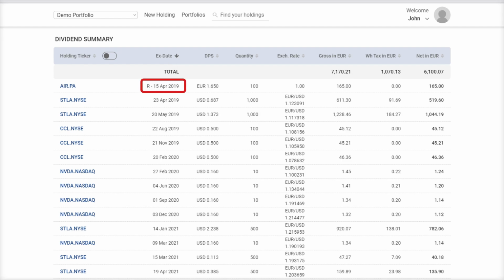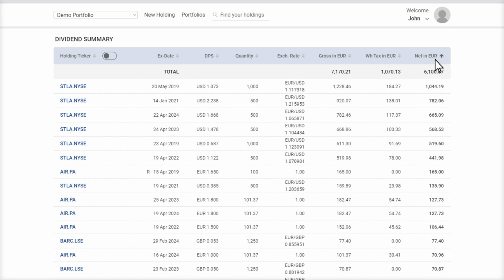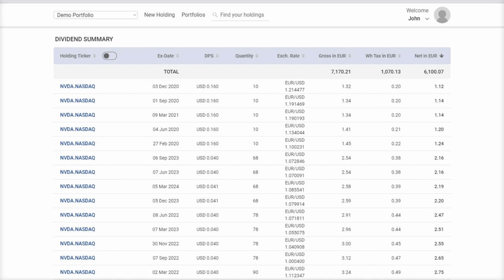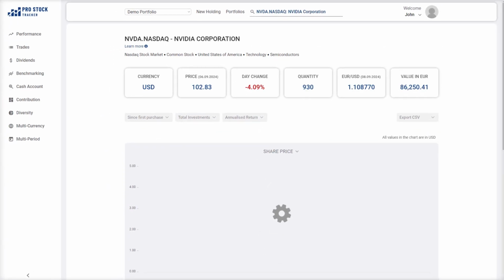Note that if you see an R next to the ex-dividend date, it indicates that the dividend was reinvested. You can sort the table by clicking on any column header. Additionally, clicking on a holding will take you to that holding's individual page for a more in-depth look.